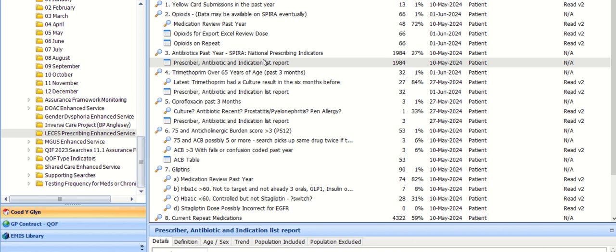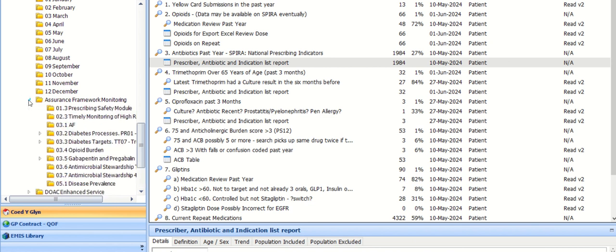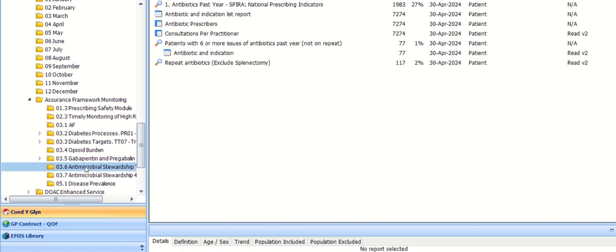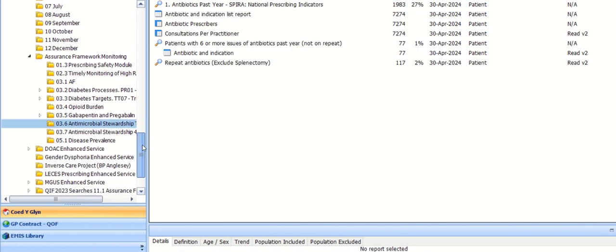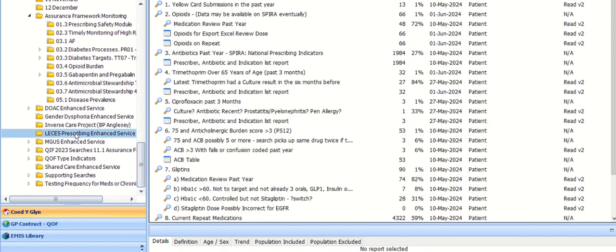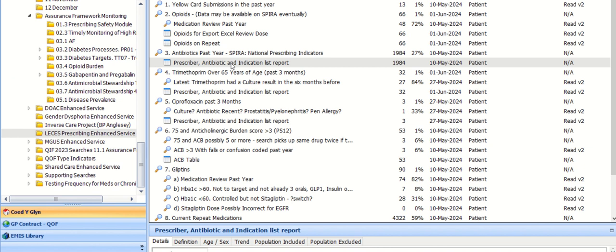We have searches that look at antibiotic prescribing over the past year. That's also part of the national prescribing indicators and do come under the assurance framework searches here, where there's a few more searches actually looking at antimicrobial stewardship if people want it, and there's a brief summary of that in another video. But if I look at this one, I do have the prescriber, the antibiotic indication list report, and you can view that one.